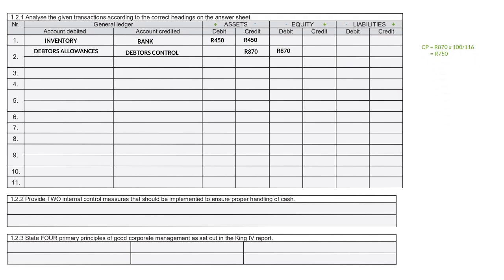Now that we have the cost price, your 2 ledger accounts involved will be inventory and cost of sales. Inventory is classified as an asset. Cost of sales is classified as an owner's equity. So let's go put this into our worksheet. The account to be debited is inventory. The account to be credited is cost of sales. R750 in the debit side of assets and R750 on the credit side of equity.